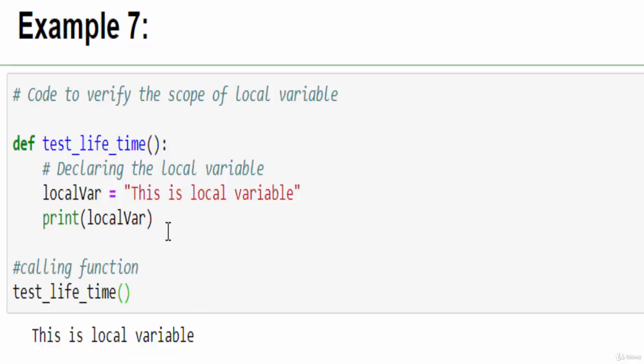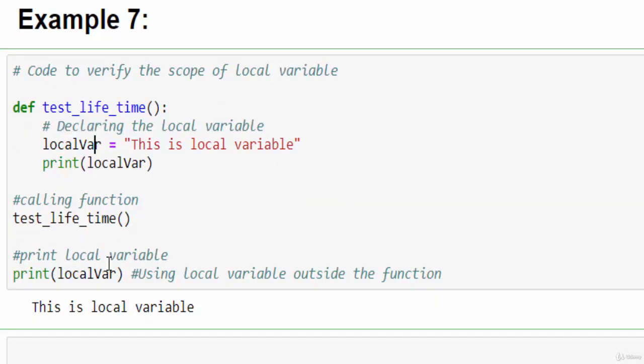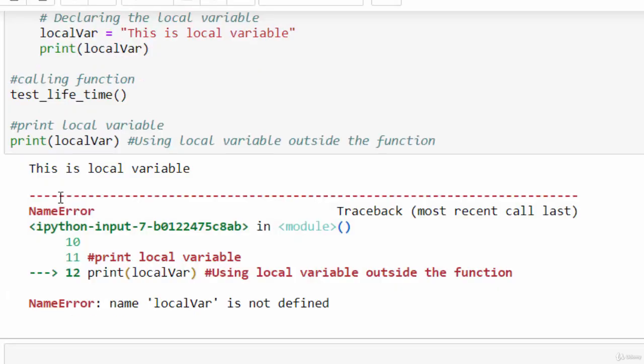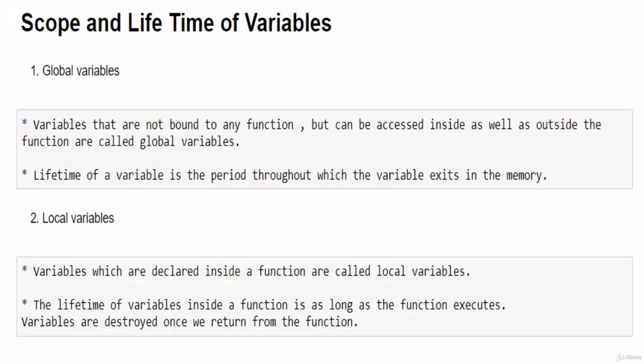Just execute it. The local variable is accessed inside this function. Now we will try to access the local variable outside the function. When you execute, you will get a NameError because the name local_var is not defined. It means if it is a local variable, we can't access it outside the function. Then you can understand the lifetime of a local variable is till that function is executed. When the execution comes out of the function, the local variable will be destroyed.